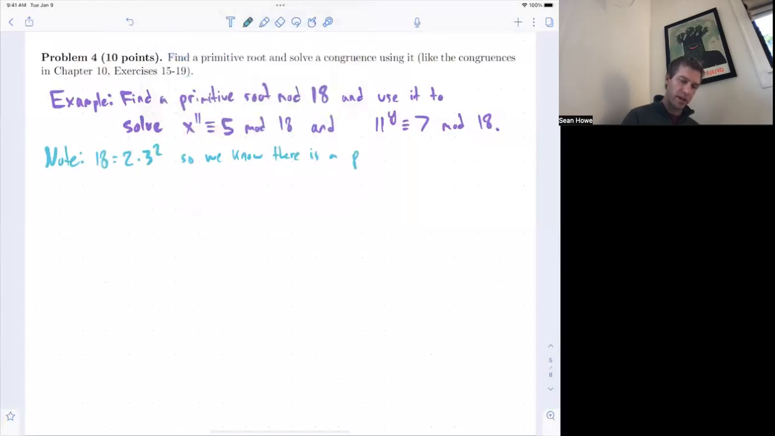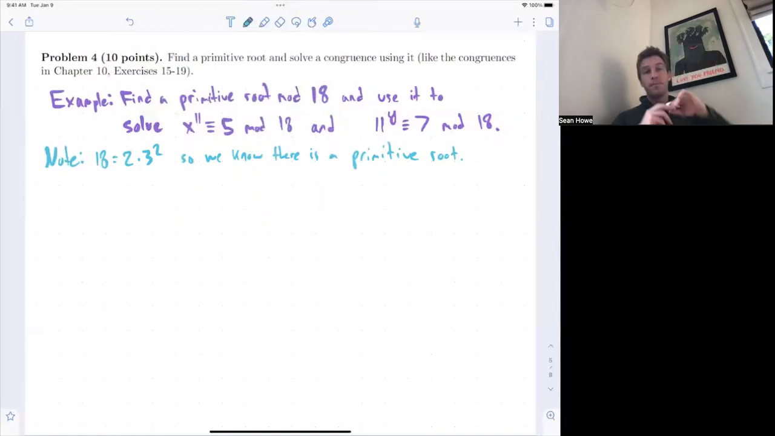So if you go back and look at the result we discussed and even basically justified in one of the videos, there's a primitive root mod n exactly when n is 2, or a power of an odd prime number, or 2 times the power of an odd prime number. So here we're 2 times the power of 3. So there is a primitive root.